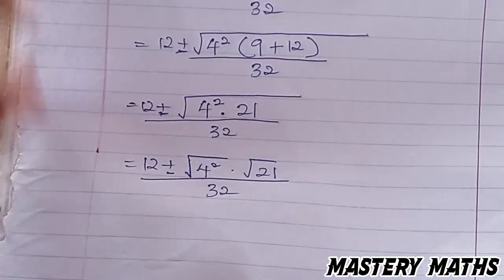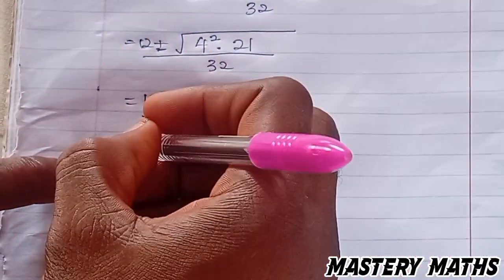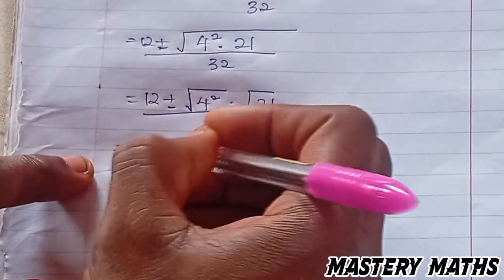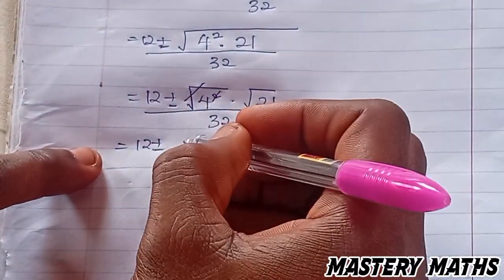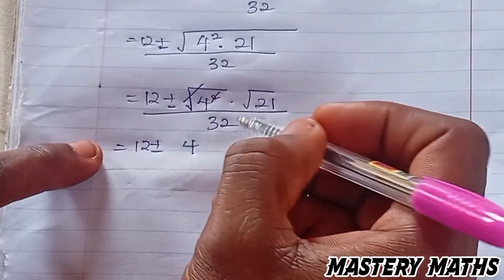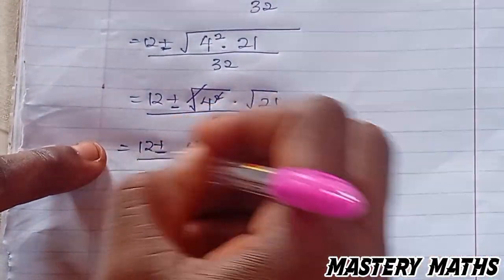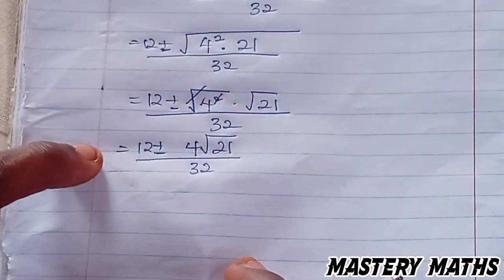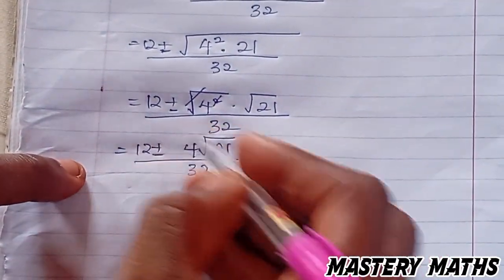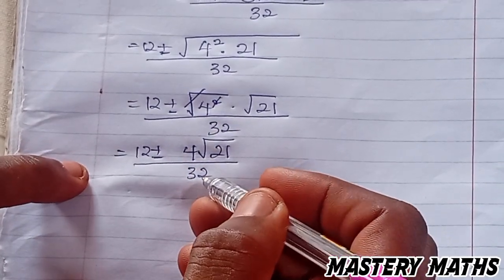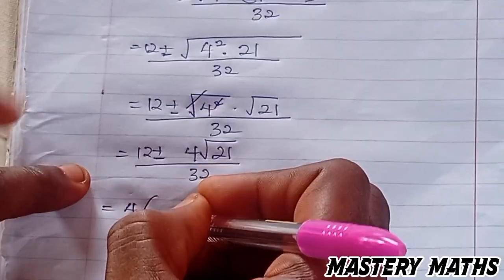Now what should you do? After we've done this, we're going to remove the root. Then you have x equal to 12 plus or minus. Now the root cancels out the square there, you have your 4. 4 times root 21 will give you 4 root 21, then all over 32. Now you have the common factor here. What's the common factor in all these? The common factor in all these things you're seeing here is 4. So you have your 4, open a bracket.